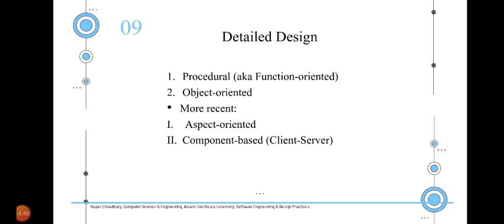Some of the more recent aspects which are related with detailed design are aspect oriented design and component based design. Now, aspect oriented design refers to the various aspects by which the various data structures and algorithms would be used, and component based design essentially means the client server interaction or the network related design activities. So we will do this in more detail when we do our subsequent sessions.